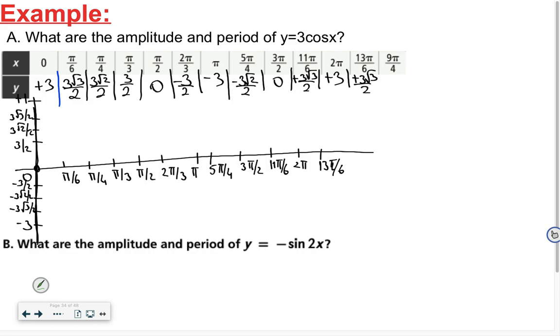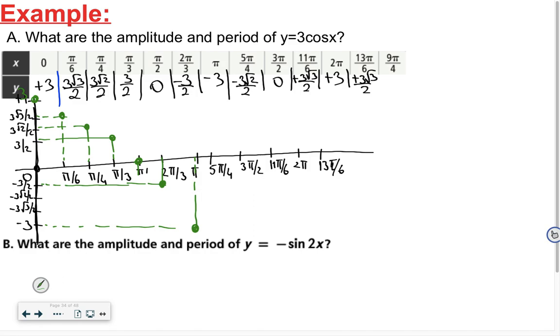Let's continue. If it is 0, then your function will be 3. This is 3, by the way. If it is pi over 6, your function will be 3 radical 3 over 2. If this is pi over 4, it's going to be 3 radical 2 over 2. If it's pi over 3, it's going to be 3 halves. If this is pi over 2, it's going to be 0. 2 pi over 3 is going to be negative 3 over 2. If it is pi, it's going to be negative 3 as well.